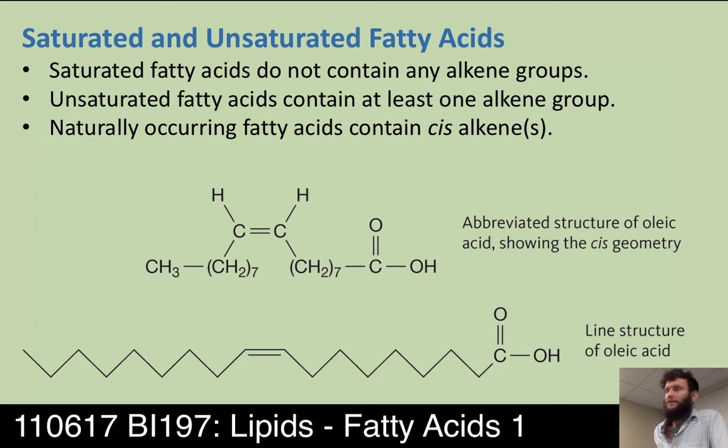So there are two types of fatty acids. They're saturated and unsaturated. A saturated fatty acid is one in which there are no double bonds. The only double bond would be in the carbonyl group of the acid. But that's a terminal double bond, and it's part of the polar head group, not important to our discussion here.